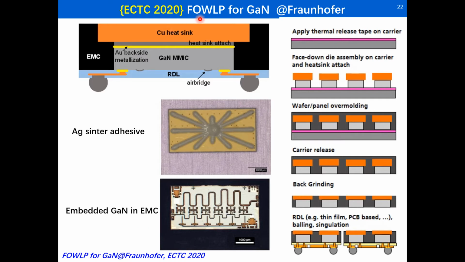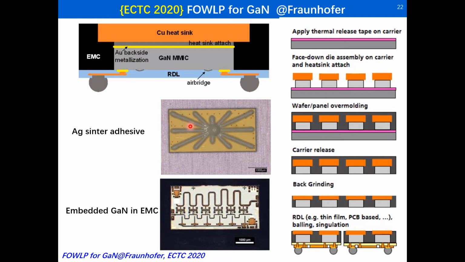In this page, we introduce fan-out wafer-level packaging for gallium nitride from Fraunhofer. We know that gallium nitride is a wide bandgap semiconductor and can be used at high temperature conditions. A thermal sink is attached to this gallium nitride chip. The copper pad is attached to the die with silver sinter adhesive. The backside of the gallium nitride is deposited with gold, which is called backside metallization.